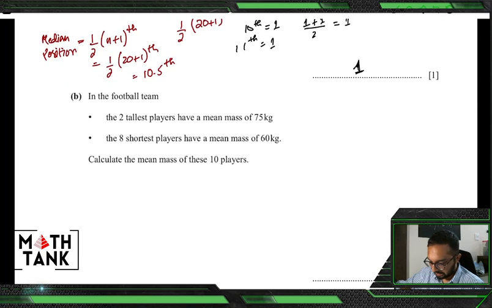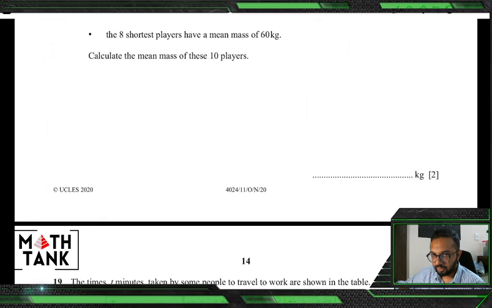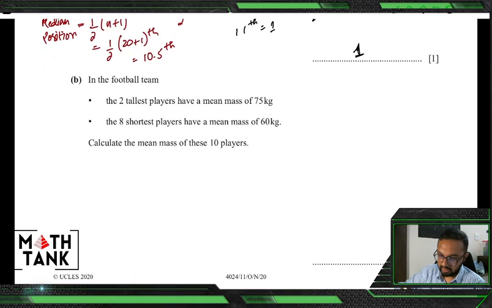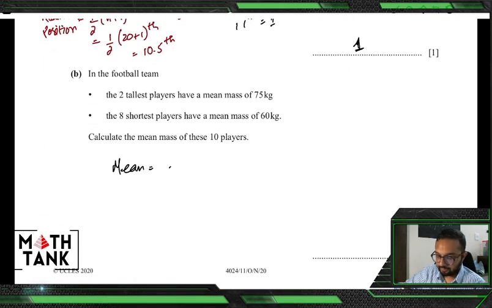Then it says in the football team, the 2 tallest players have a mean mass of 75. The 8 shortest players have a mean mass of 60. Calculate the mean mass of all 10 players. So remember that mean is basically sum over n. Since this is the mean mass, can I calculate the sum of these two tallest players? Can I say that 75 equals sum divided by 2? Why? Because there were two players. So the sum would then be 150.